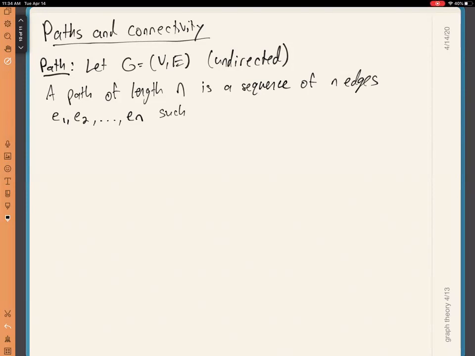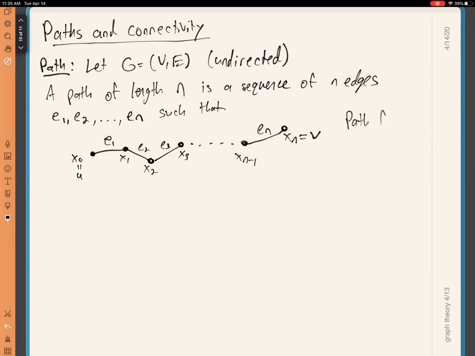So let me draw a picture. Let's say I have some point x0, which I'll call u, and then maybe e1 brings me from x0 to x1, and e2 brings me from x1 to x2, and so on. Eventually I'll hit the point xn minus 1, and then the final edge in my list, en, will go from xn minus 1 to xn, which I'll call v. So this is an example of a path from u to v. In order for this to make sense for my graph, I want this to be a subgraph. So a path is a sequence of edges such that the picture that I drew is a subgraph of my original graph.